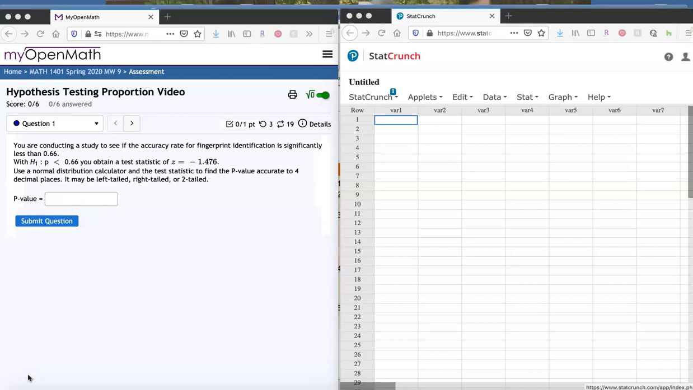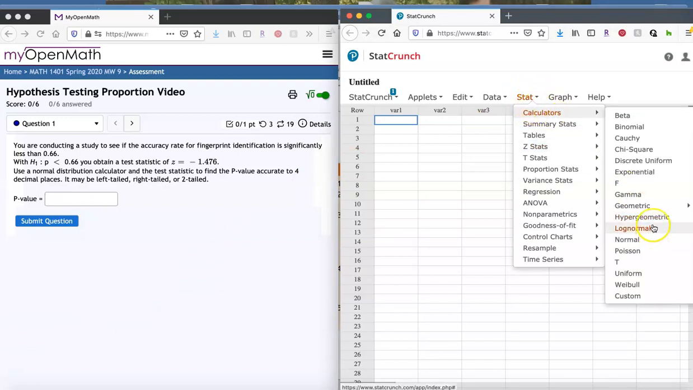Okay, well, let's do this. First of all, you want to see where they're actually getting their p-value from. You find a z and then the comparable p-value is what you're trying to do here. This is not the actual testing. You're conducting a study to see if the accuracy rate for fingerprint identification is significantly less than 0.66. While H1, p is less than 0.66, you obtain a test statistic, z is equal to negative 1.46. It says use a normal distribution calculator. Well, that means you go to stat, you go to calculator, and you go down to normal.